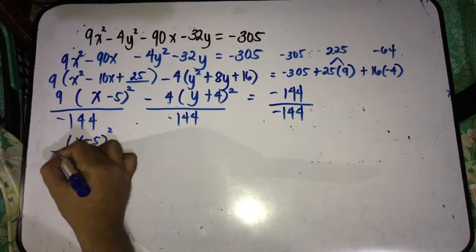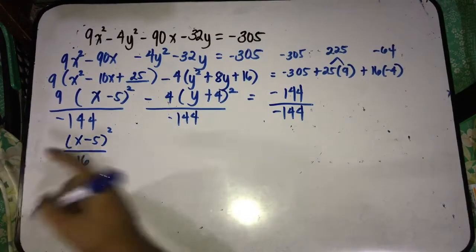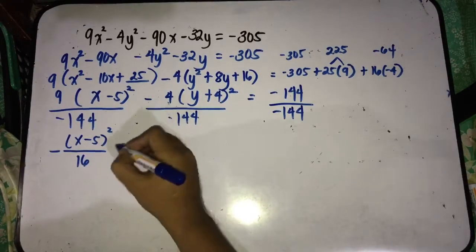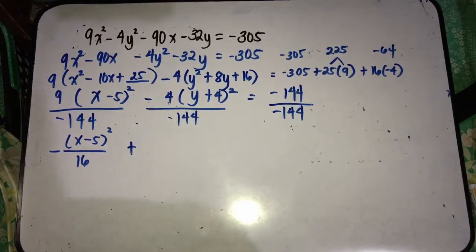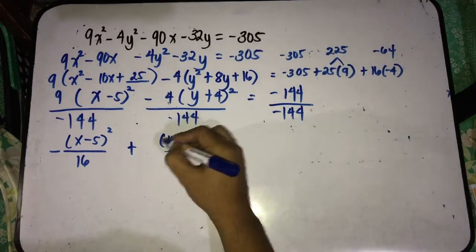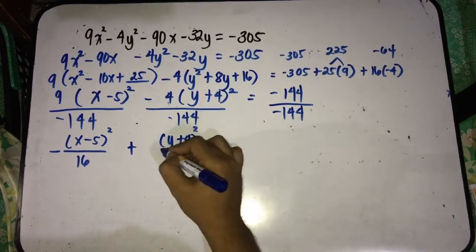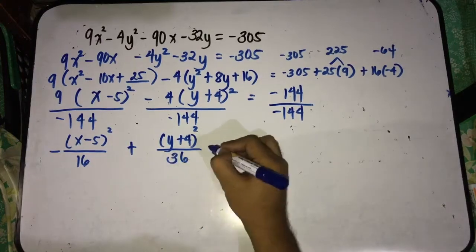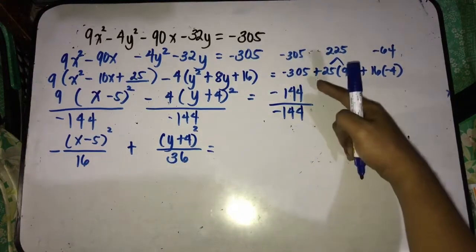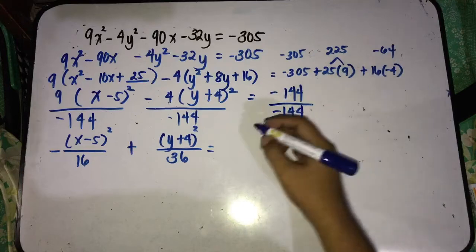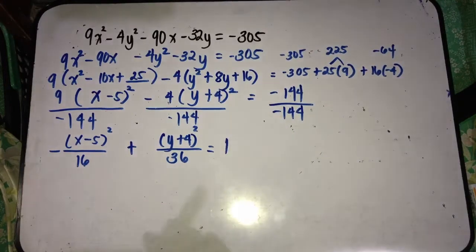So we'll be having negative 144 divided by 9. That is (x minus 5) quantity squared over 16. But that becomes now negative. And for the next one, negative 4 times (y plus 4) quantity squared over negative 144, it becomes positive. So that is (y plus 4) quantity squared over 36 is now equal to 1.